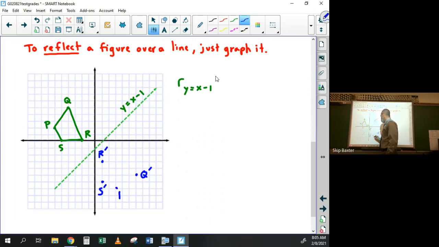This is P prime. And again, if I graph it and it looks like it doesn't really have the same size and shape as the original, then there's a problem. But this looks pretty good. If you turn your head sideways, it's a reflection. Everything's all symmetrical. Looks good.